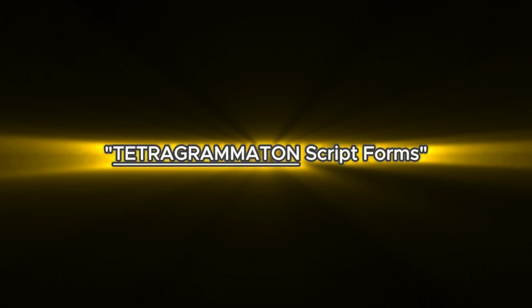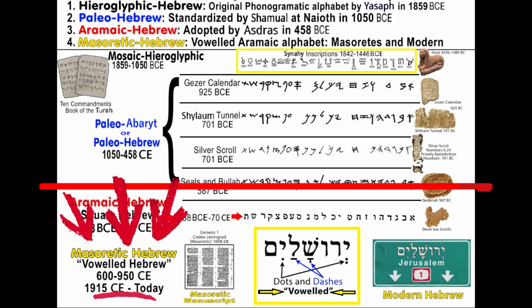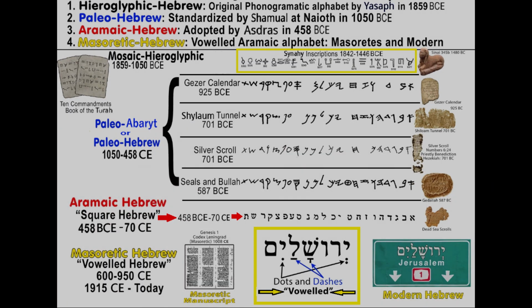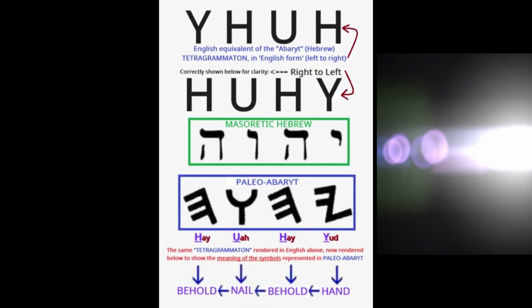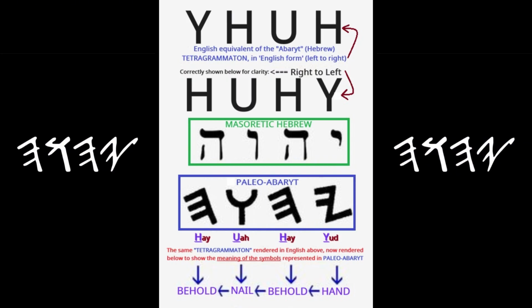Tetragrammaton script forms. Masoretic, or voweled Aramaic, is not original Abary. It is historically documented as post-exilic, post-temple development. The Masoretic system remains ongoing due to the continued application of vowel points. The avoidance of the sacred name is commonly explained as reverence. Historically, this explanation is incomplete. Deeper motives will be examined in later sections.